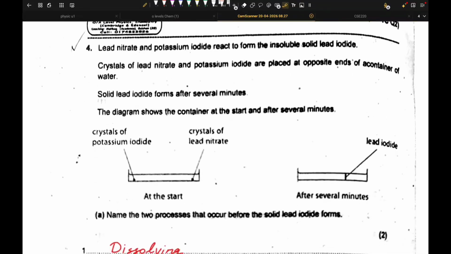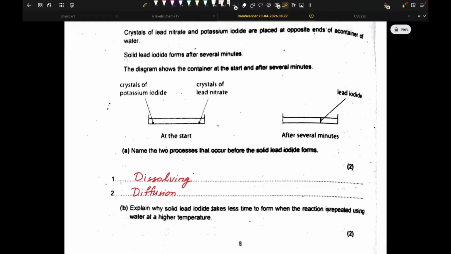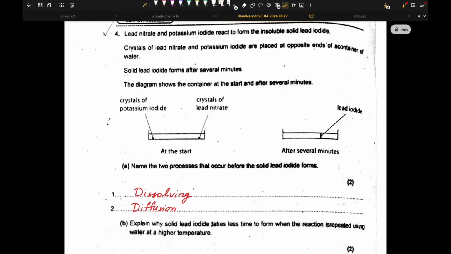Now, let's move on to question number 4. Question number 4 is about crystals of lead nitrate and potassium iodide, which are placed on two ends of a container of water. We need to write down the names of two processes that occur to solid lead iodide. One of them is dissolving, the other one is diffusion.